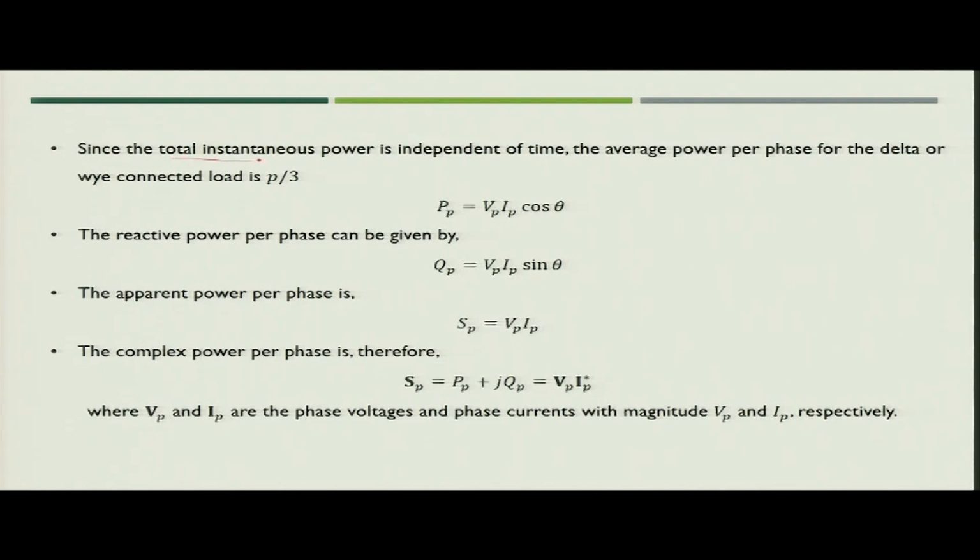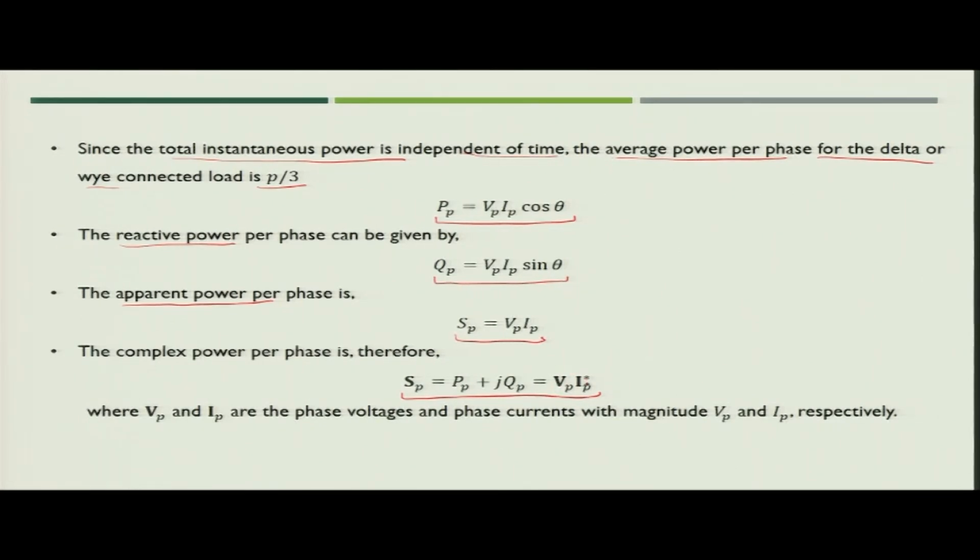Now, since the total instantaneous power is independent of time, you can say the average power per phase for a delta or star connected load will be P by 3. So, per phase real power you will get as Vp Ip cos theta. Similarly, if you calculate the reactive power component, you will get Qp as Vp Ip sin theta. Therefore, you can write the apparent power as Sp is equal to Vp into Ip, and the complex power, which includes both real and reactive components, we will write as Sp is Pp plus j Qp, which is nothing but Vp into Ip conjugate.